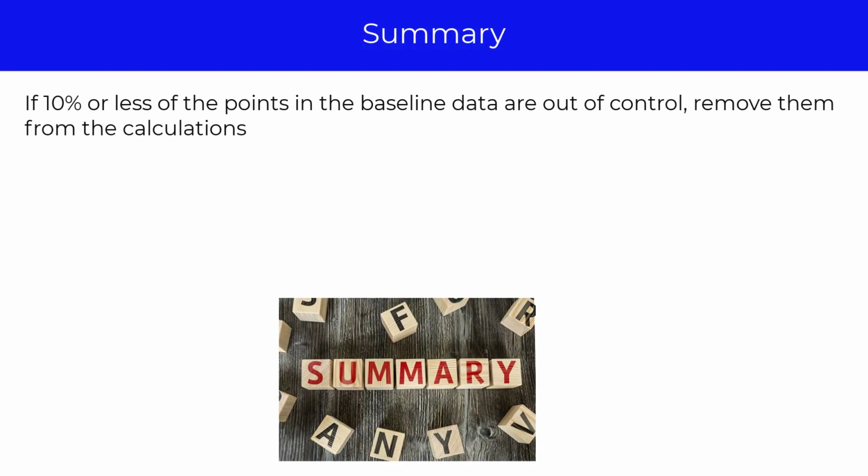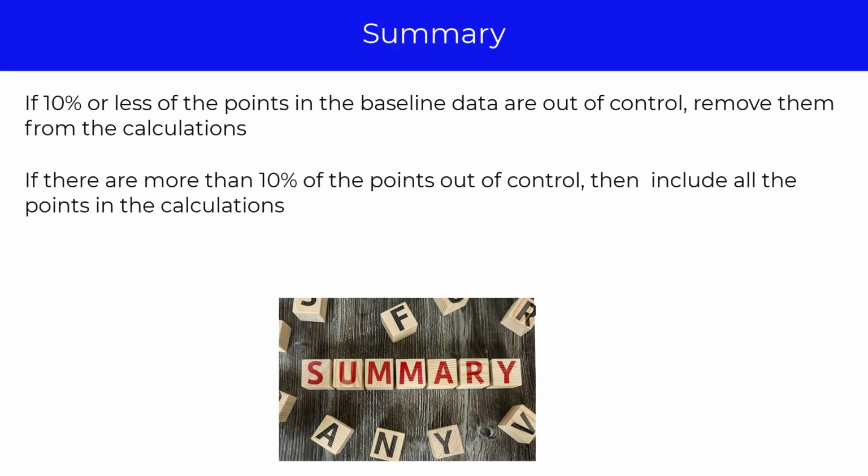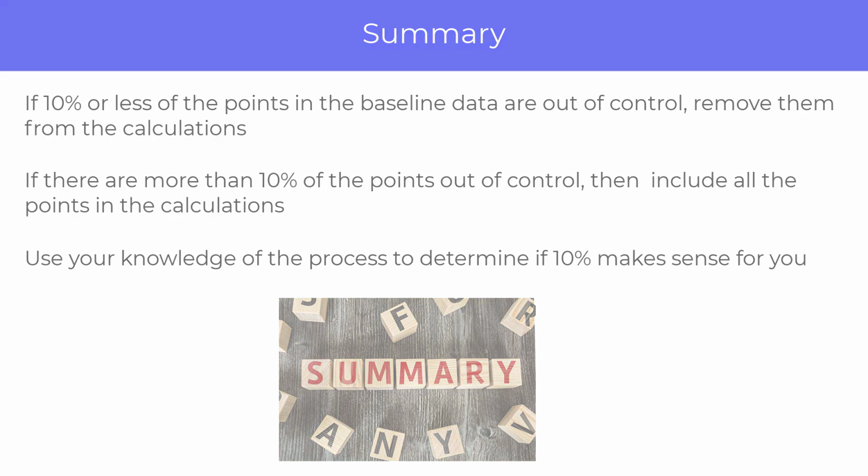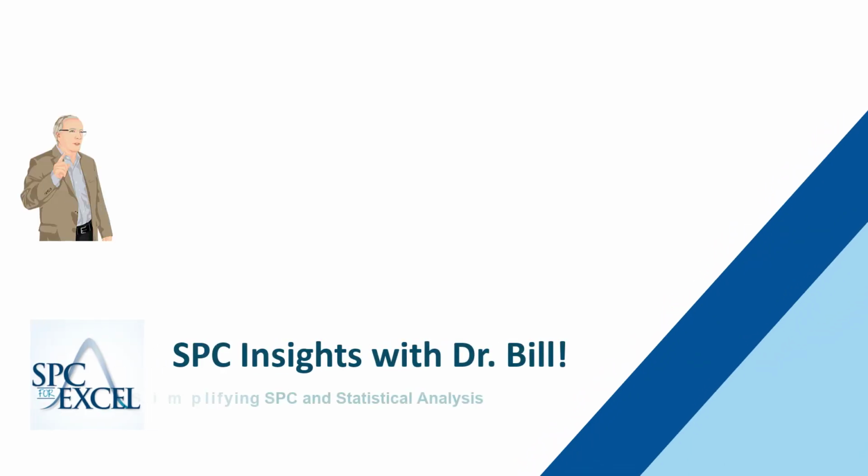So in summary, if 10% or less of the points of the baseline data are out of control, remove them from the calculations. If it's more than 10%, keep them in the calculations. But use your knowledge of your process to determine if that 10% makes sense for you.